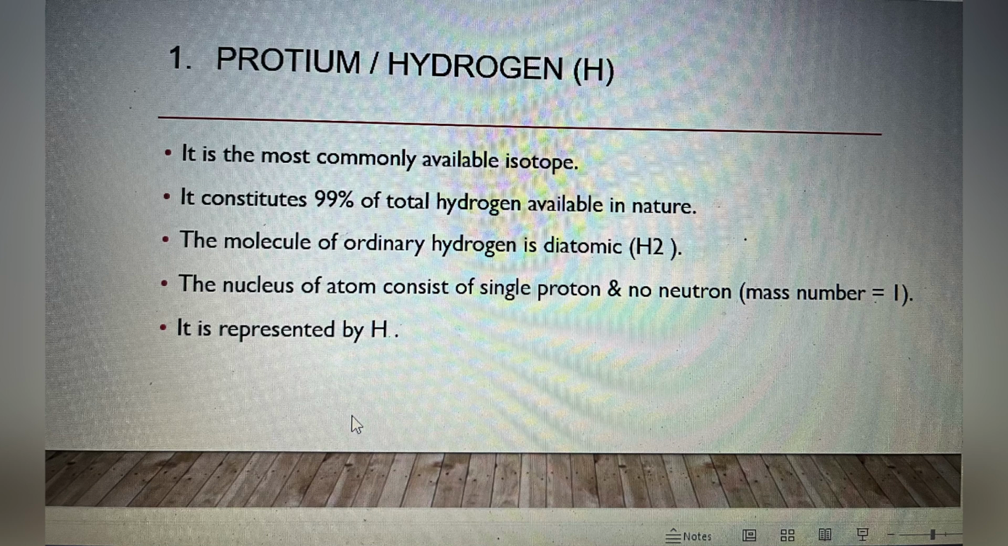Protium, hydrogen, is the most commonly available isotope. It constitutes 99% of the total hydrogen available in nature. The molecule of ordinary hydrogen is diatomic. The nucleus of the atom consists of a single proton with no neutron, and one electron. It has mass number 1, atomic number equal to 1, and it is represented by 1H1.